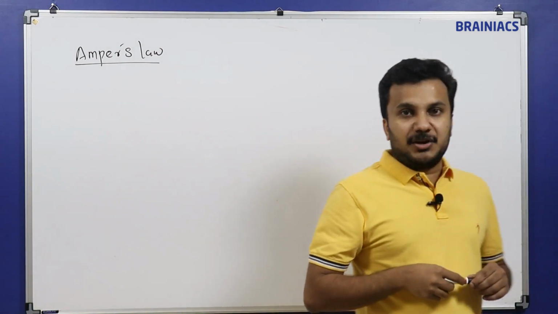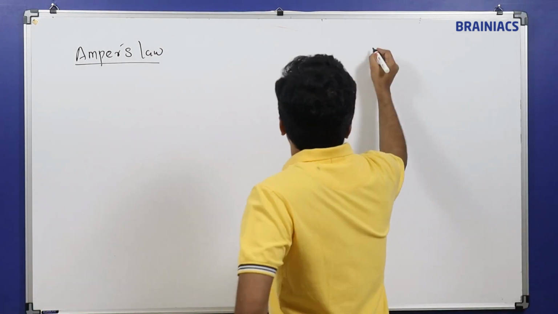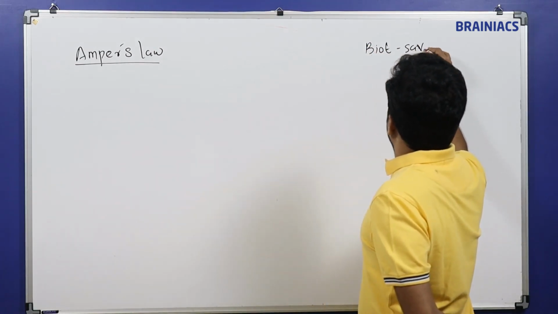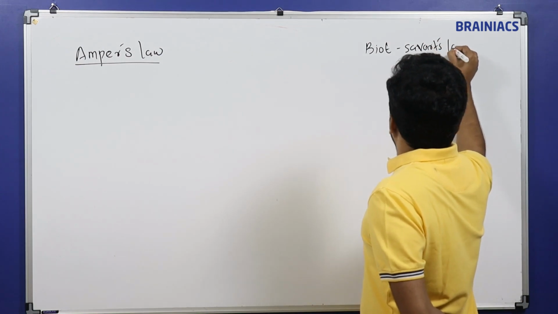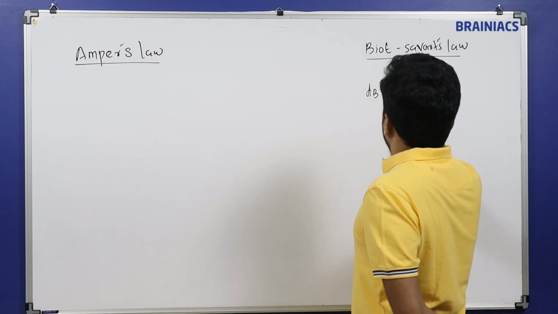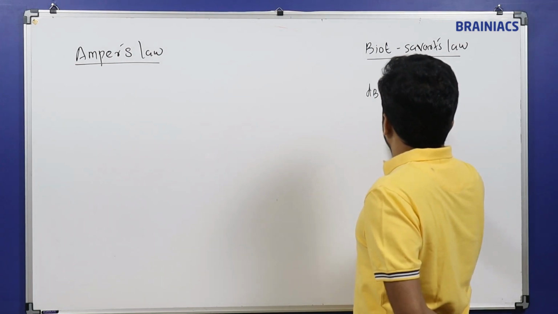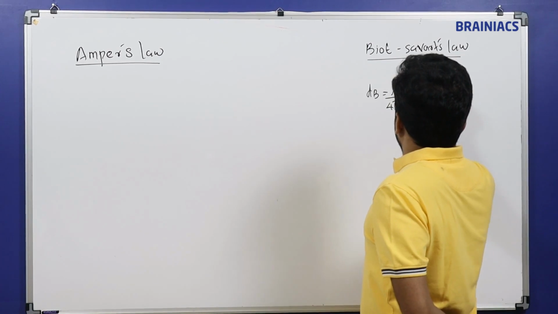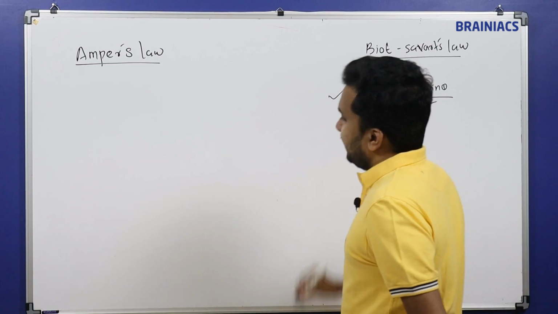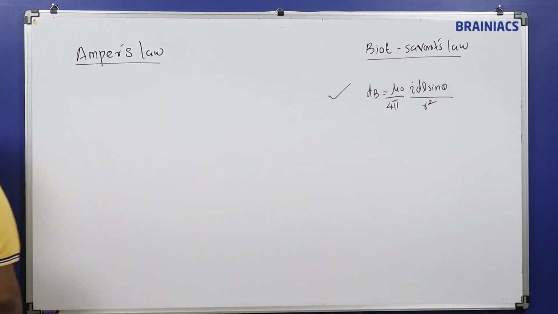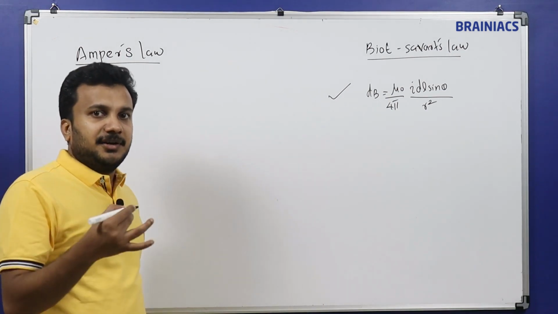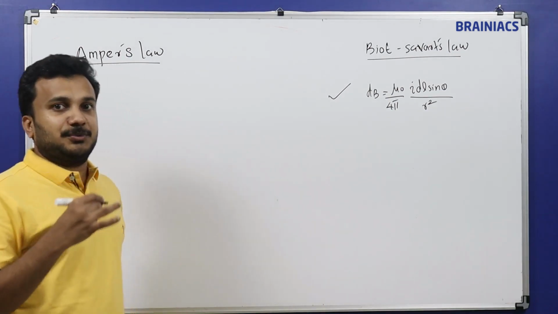Of course, we know Biot-Savart's law on the other side. Here we have written the equation: dB is equal to mu 0 by 4 pi, I dl sine theta divided by r square. This we have already seen before. So the magnetic field due to a current carrying conductor, whether it's a finite length or an infinite length, whatever it is, it's possible to solve it.